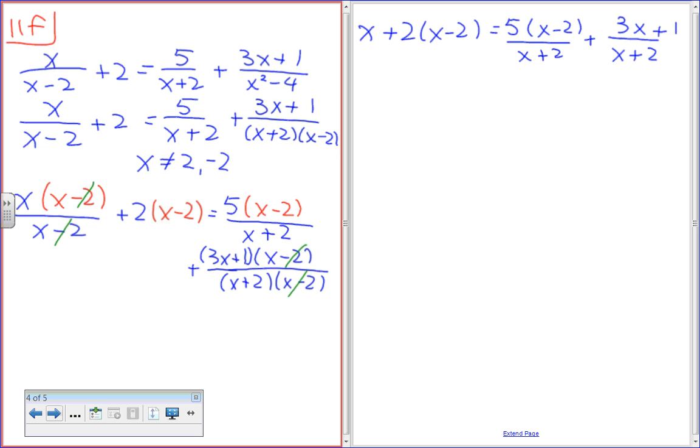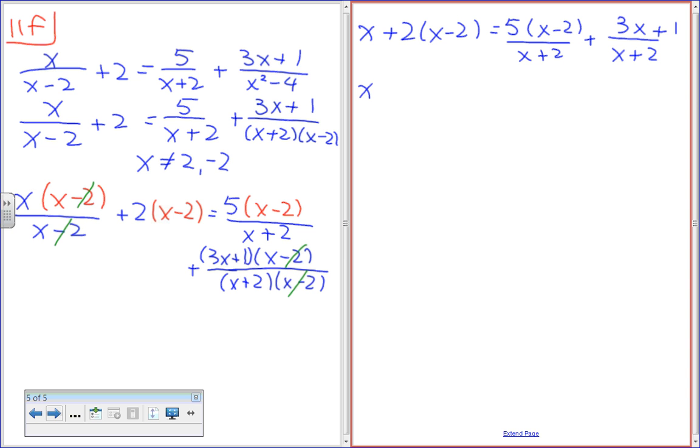Next step, somebody new. Should be brave. Go ahead. We're at the second one. So get rid of this. So I'm going to do x bracket x plus 2, plus 2 times x minus 2, x plus 2, equals 5. Can I do that? I skipped a step there, but hopefully that's okay. I just got rid of the x plus 2's. We're good?